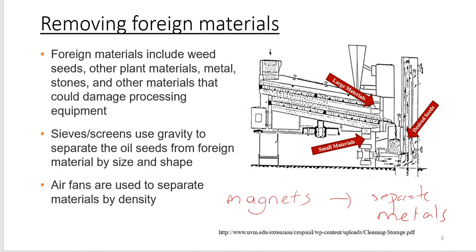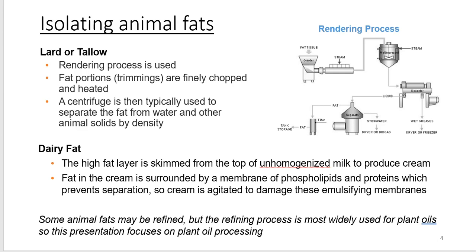When the raw material is free of foreign materials, the next step is extraction. So this is the step where oil is separated from its source, such as separating oil from olives, soybeans, or sunflower seeds. So we will have most of our discussion on oilseeds as they are the major oil sources in the food industry. But I want to show how to isolate animal fats too. Isolating animal fats. It's actually an extraction process, but for animal fats it's called rendering process.